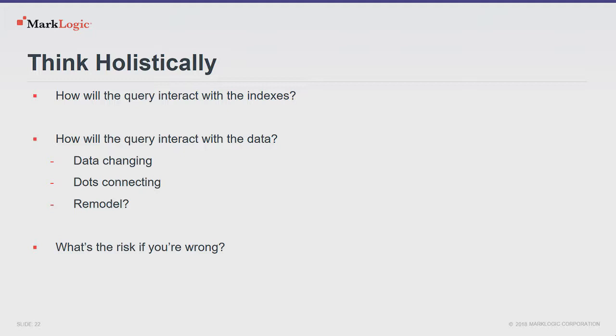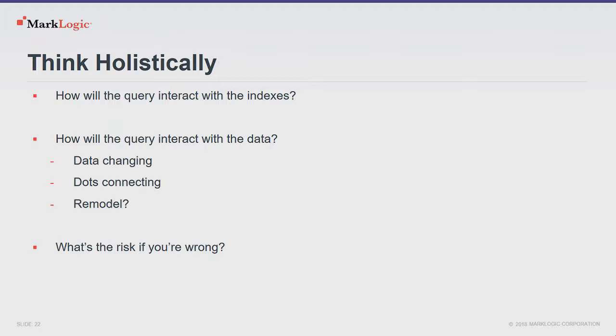So how do we think holistically? Think about how the query will work with the indexes. This is bread and butter work for those of us who've been working with MarkLogic for a while. But the new thing is really thinking about how the query will interact with the data. Think about how if the data changes in predictable ways, it will change what your query does. Think about how if there are dots connecting in your data, like Hans Island going from a country that doesn't have many hockey players to a country that does have a lot of hockey players, that is something you probably aren't going to foresee, but you should think about how you can limit it in your query and how you can engineer your query to keep those limits in mind.